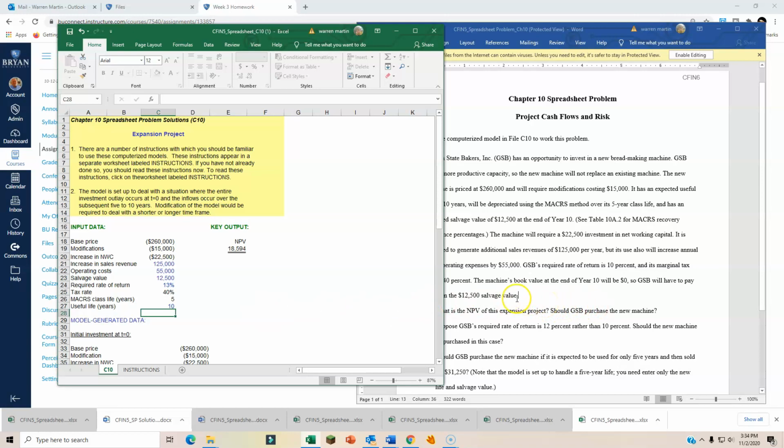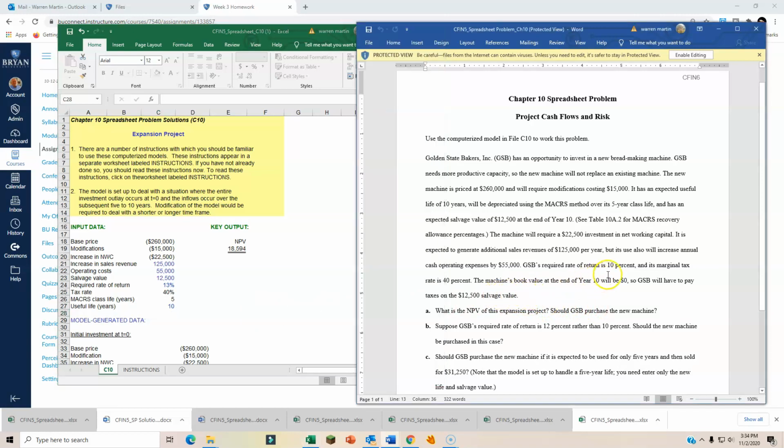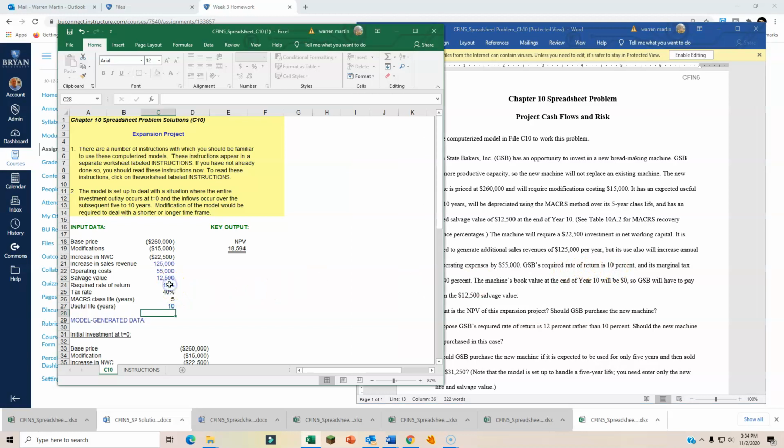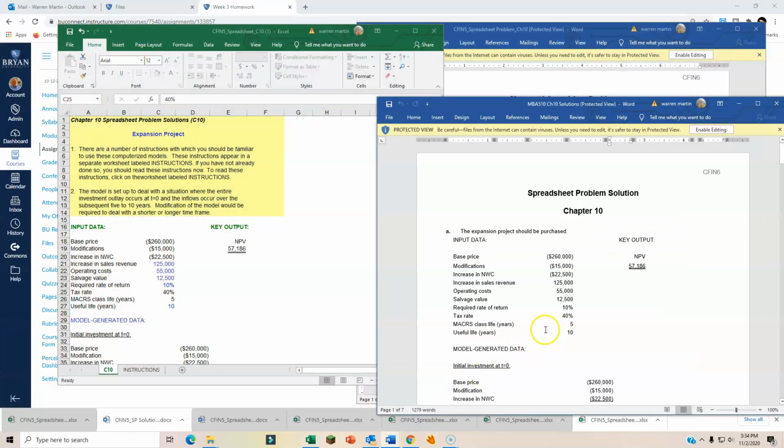Let me see. Our tax rate. Oh, I skipped that part, I'm sorry. Required rate of return is 10% right there. Required rate of return, 10%. And then we can check our solution just to make sure we're in the right place. Okay, see, now I made that mistake there. No, that's right. Okay, and that's right. So we're all correct right there.